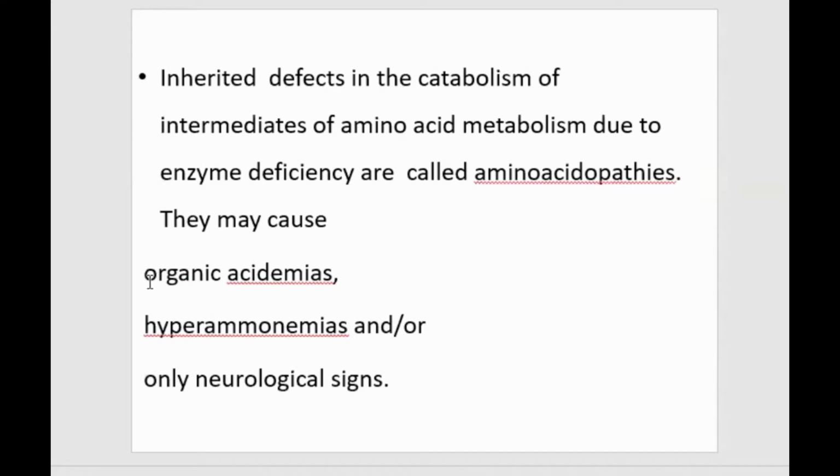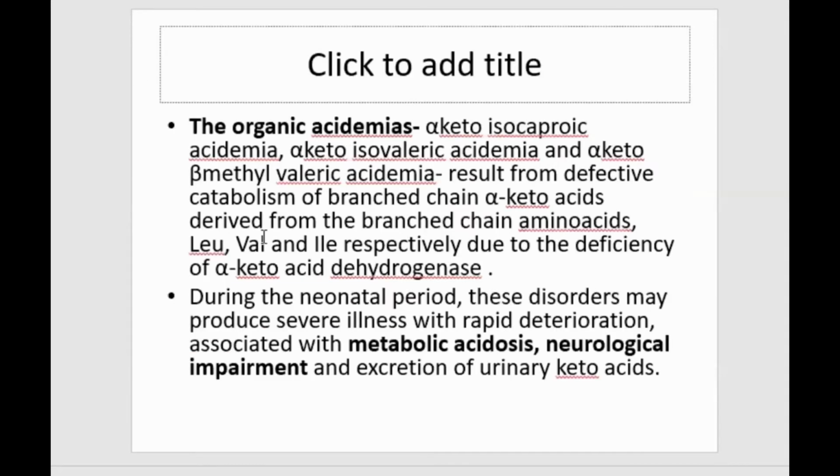They may cause organic acidemias, hyperammonemias, and only neurological signs. So organic acidemias, hyperammonemias, neurological signs, maybe any of them or all of them may be the manifestations of these amino acidopathies, which are due to a defect in the enzyme that catalyzes an intermediary reaction in the metabolism of an amino acid.